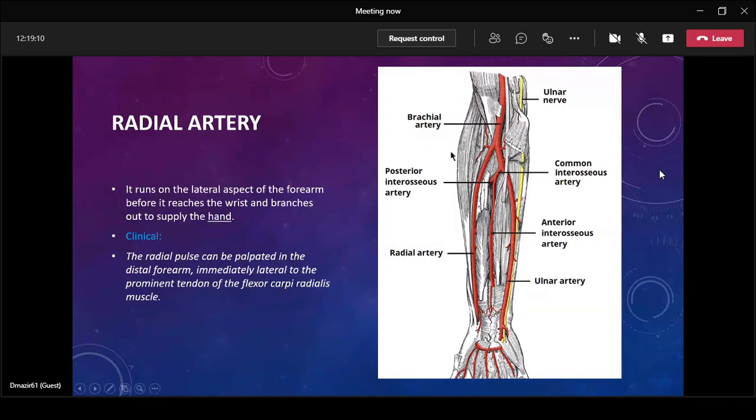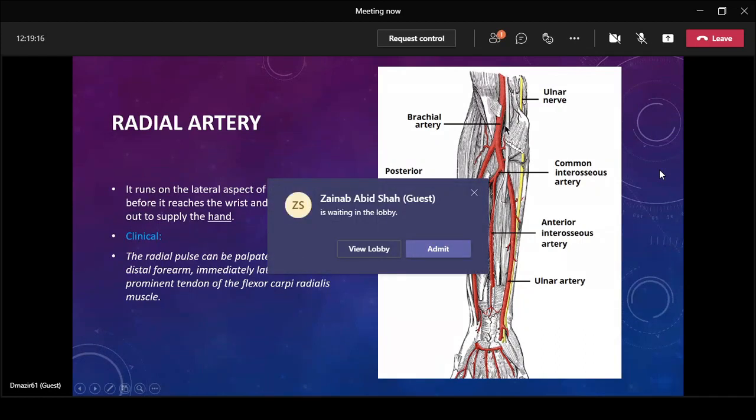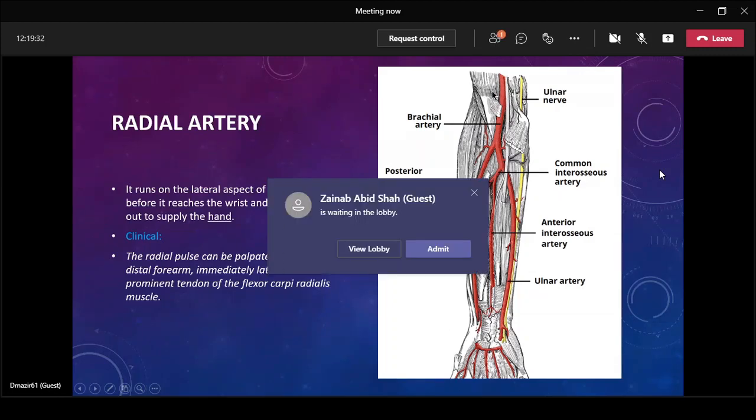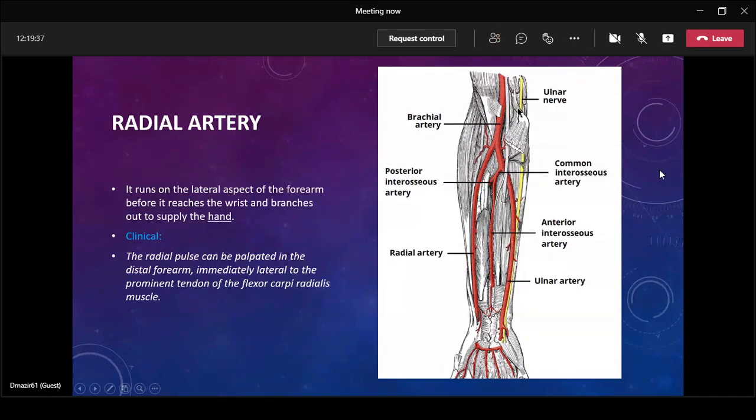Now we are focusing on the blood vessels of the anterior compartment of the forearm. This is the brachial artery, which is passing along the side of the biceps tendon and a sort of cord-like structure which is extending from the tendon of the biceps, that is enclosing it. Along with that, on the medial aspect, passing behind the medial epicondyle, the ulnar nerve is passing behind the common flexor origin.